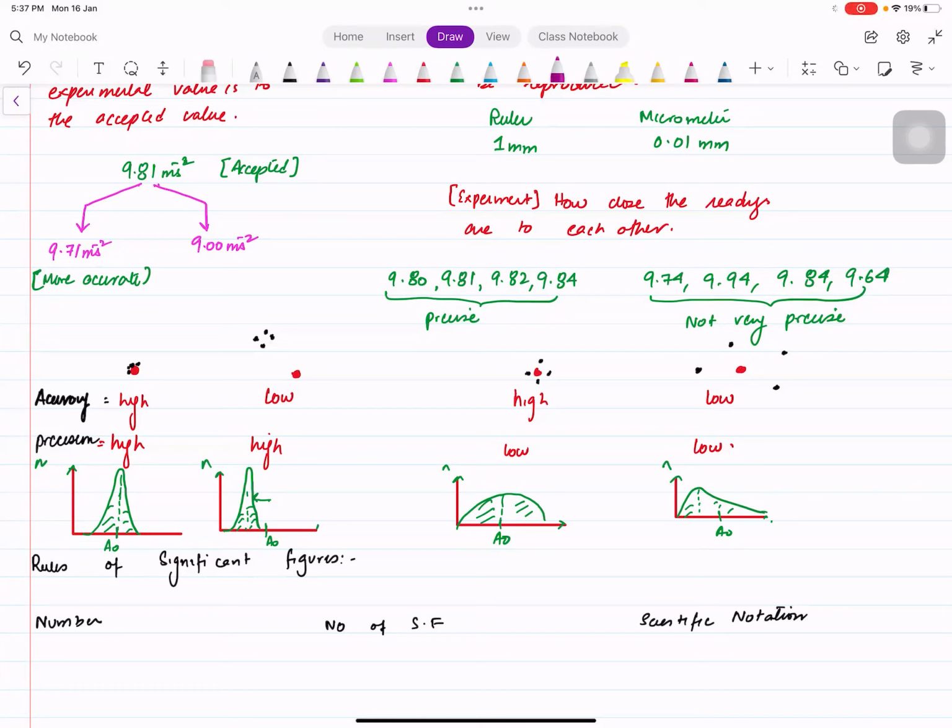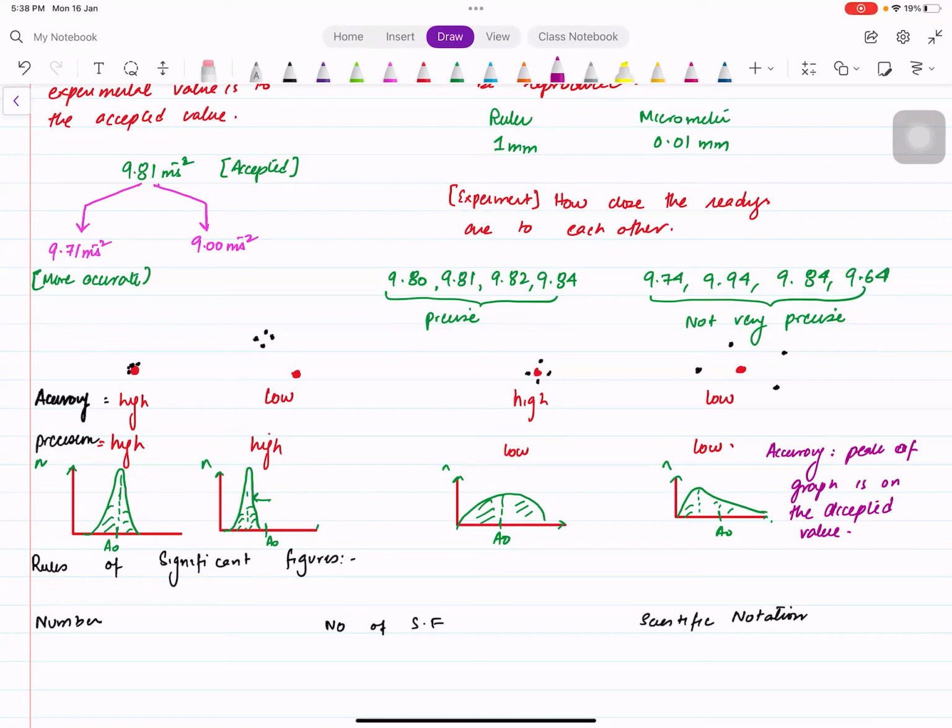So, generally, what you should understand is that accuracy means that the peak of the graph is on the accepted value. Does it have to be on the accepted value, or can it be closer to it? Yes, if there are no errors. Okay, so this is the accurate experiment. So the peak has to be there.